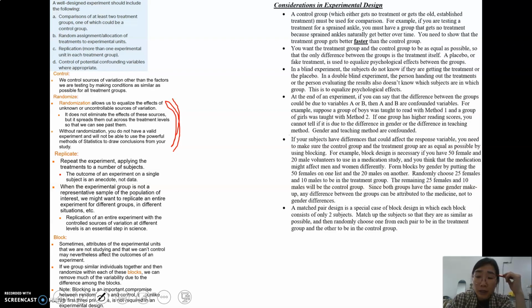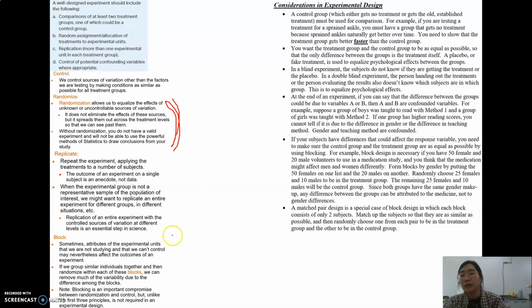Replicate means that you're repeating the experiment and applying the treatments to a number of subjects. So you're not going to just use a single subject, do an experiment, and have a conclusion, right? That's what we would call a poorly designed experiment. Let's look at the blocking.